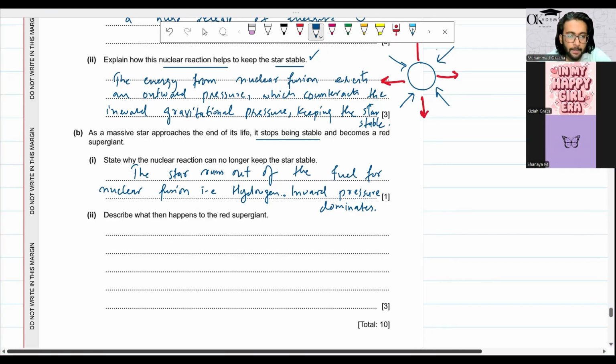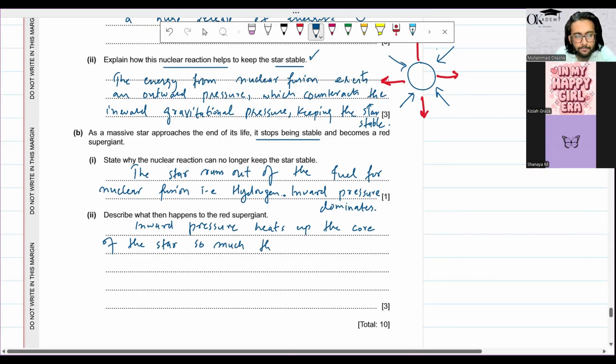Maybe let's try this. So what happens to the star? Well, it explodes, first of all. First thing that happens, it explodes. Should it begin with explodes? I think it should begin with inward pressure. Inward pressure heats up the star. I would say the core of the star heats up so much that it explodes.